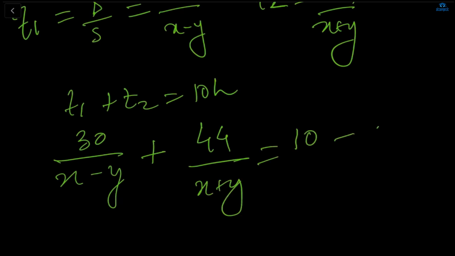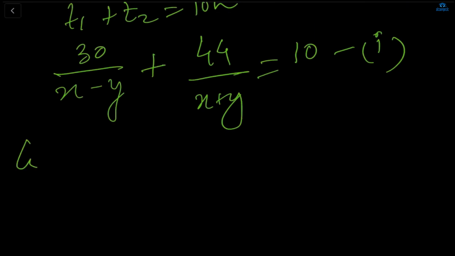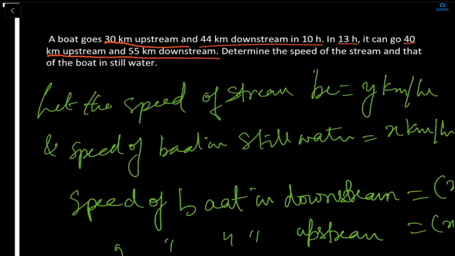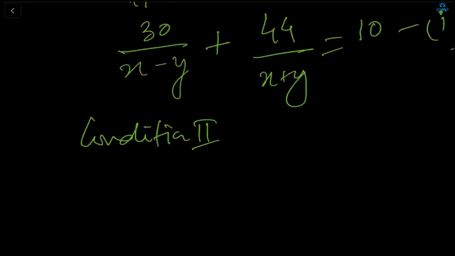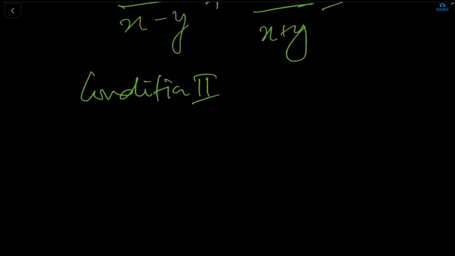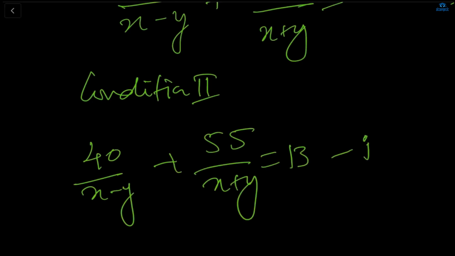So this is your first equation. ये आपका पहला equation बन गया. अब इसी तरह से condition 2 देखो. Condition 2. In condition 2, what is there? 40 kilometer upstream and 55 kilometer downstream. After this, we can do over here. Yes. So ये आपका दूसरा equation भी बन गया. Just make the equations. You do the rest.